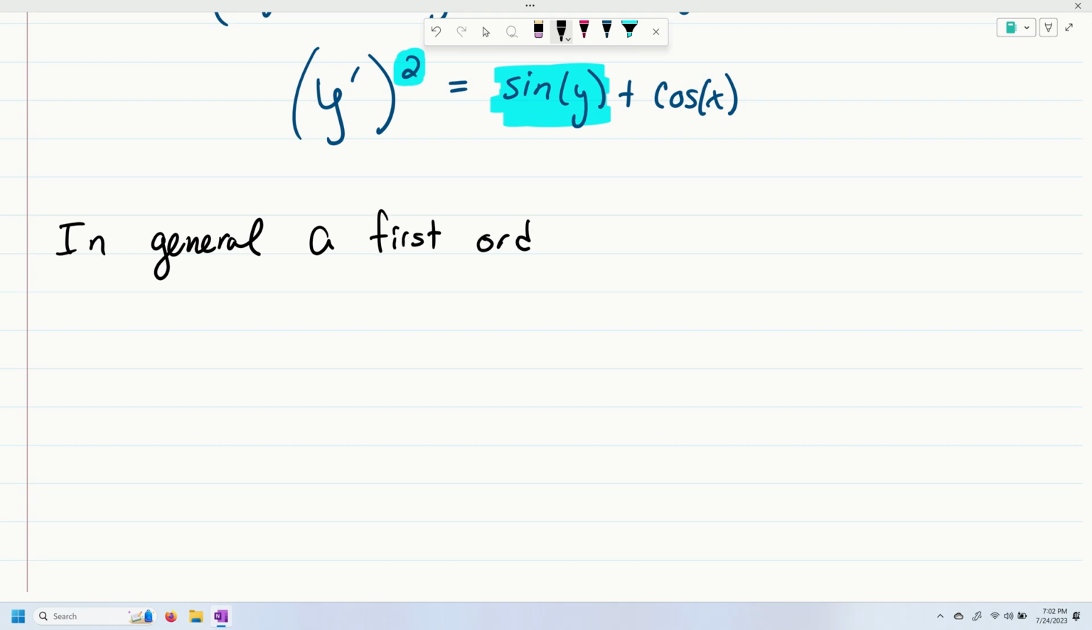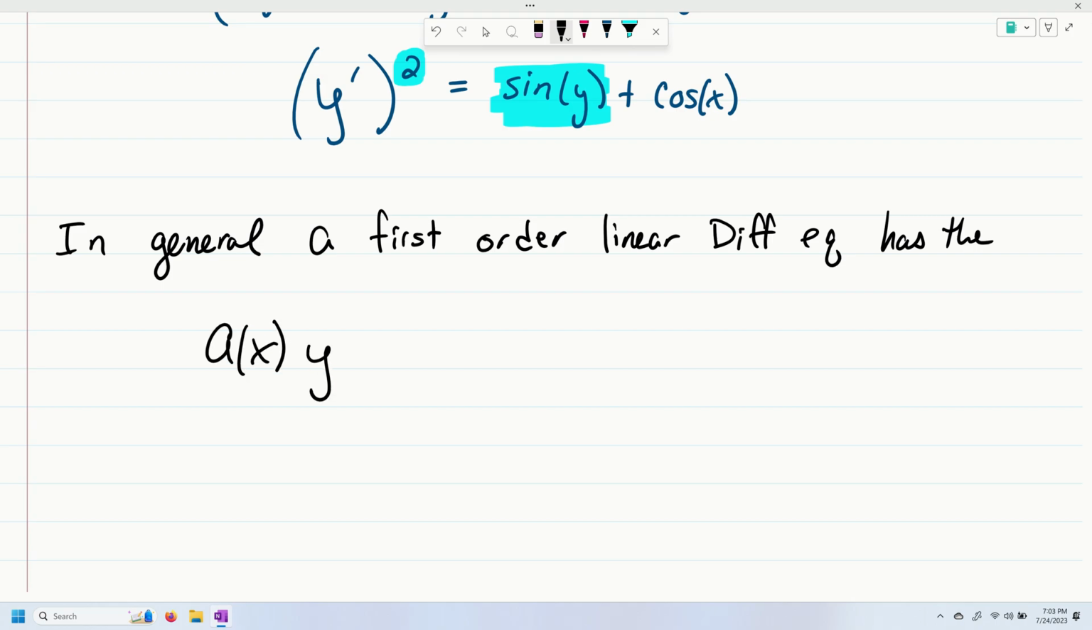a first order linear diff EQ has the form, and I'm just rewriting the definition here. a of x times y prime plus b of x times y equals c of x, where a of x, b of x, and c of x are all functions of x. They can even be constants, okay? But the big question now becomes, how do we solve this?